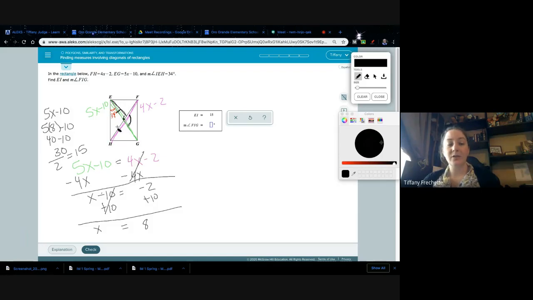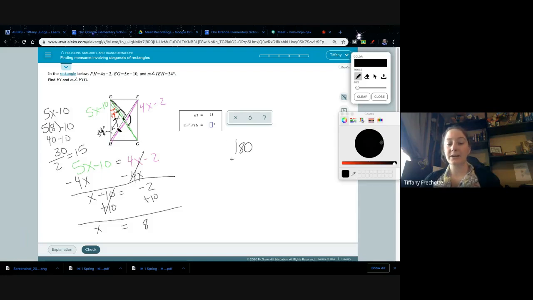So if I know that they're congruent, that makes it an isosceles triangle. So opposite angles, or the base angles, have to be congruent. That makes this one 34. I need to fill that one in so that I can use the triangle angle sum theorem. That means that all angles of a triangle add up to 180.